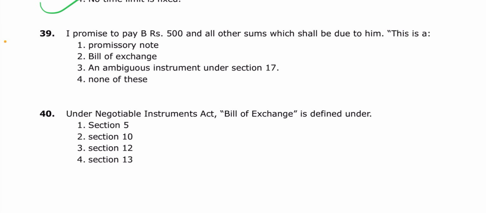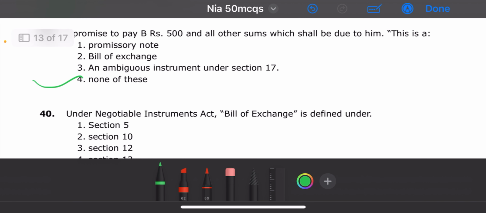Next question, I promise to pay B rupees 500 and all other sums which shall be due to him. This is a, the options are first, promissory note, second, bill of exchange, third, an ambiguous instrument under section 17, or fourth, none of the above. The correct answer is fourth, none of these.